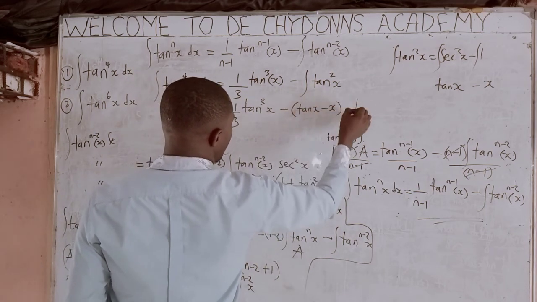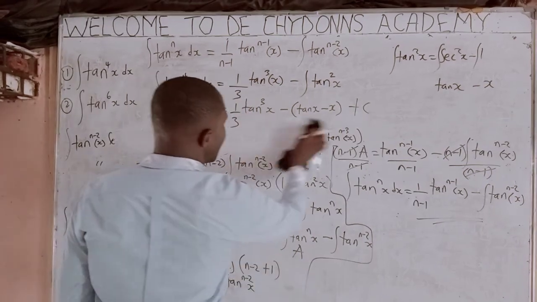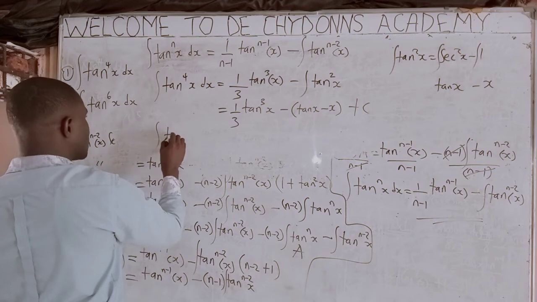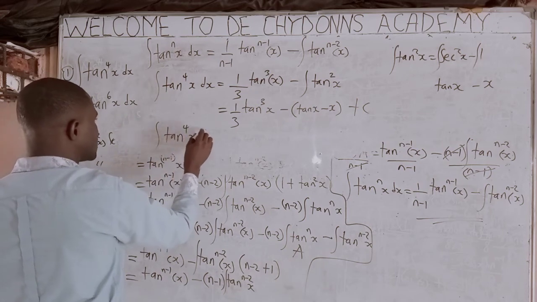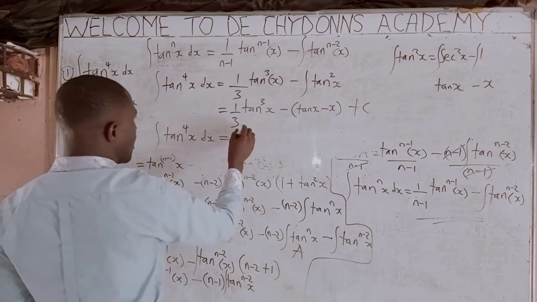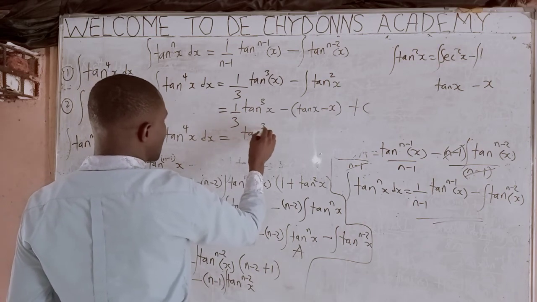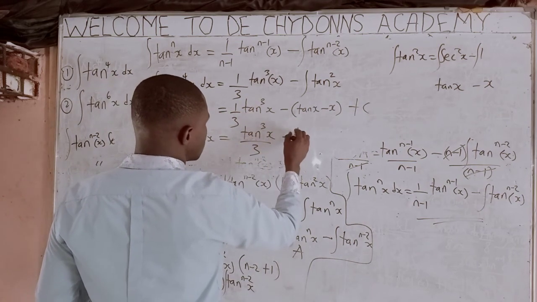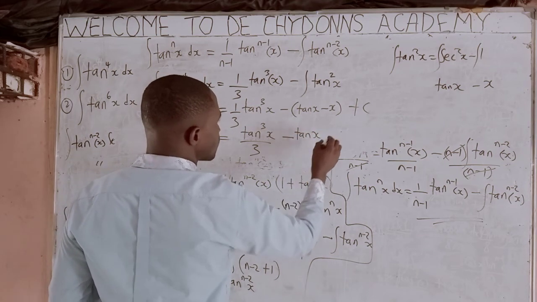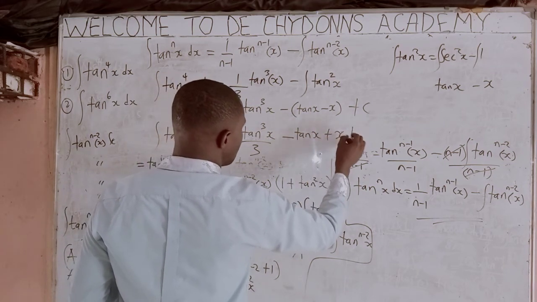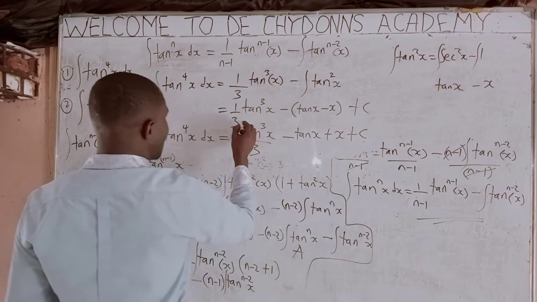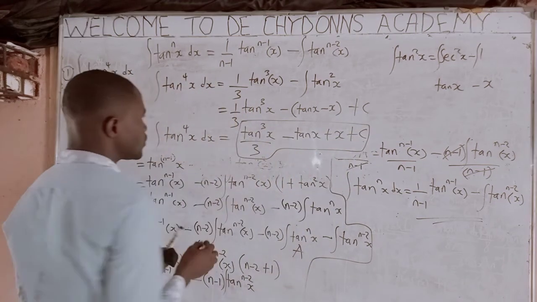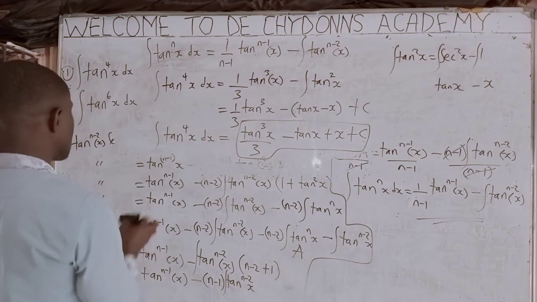Okay? We now say this means 1 over 3 tan raised to power 3 x minus bracket tan x minus x plus c. So finally, we now say the integration of tan raised to power of 4 x dx will be giving us tan raised to power 3 x over 3 minus tan x plus c. We have it as our final answer. So we solved the second question.